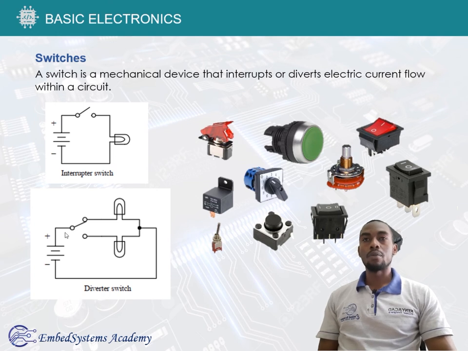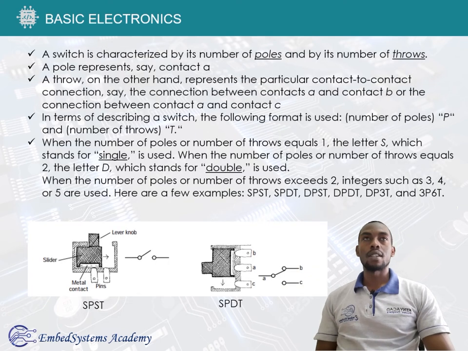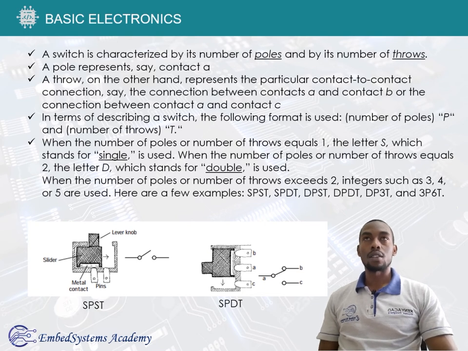And then sometimes you may want to divert a circuit. Maybe you have two bulbs, you want to switch on one and switch off the other one. So the switch here acts like a diverter switch. And there are various kinds of switches that exist. But before then, we may look at some things. When we have a switch, we may have two things: a pole and a throw.